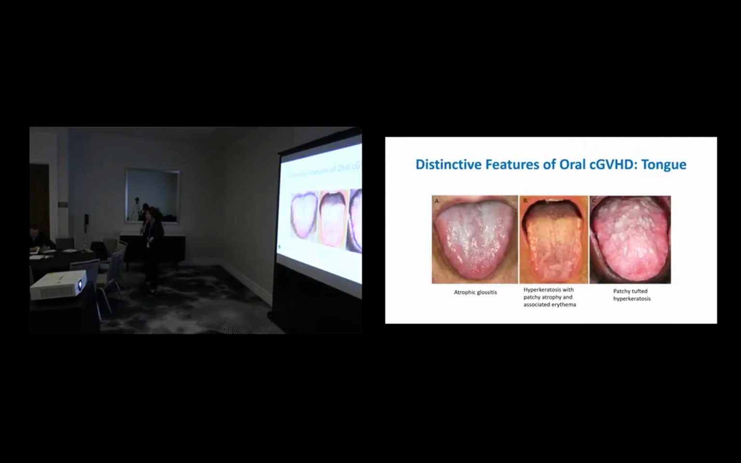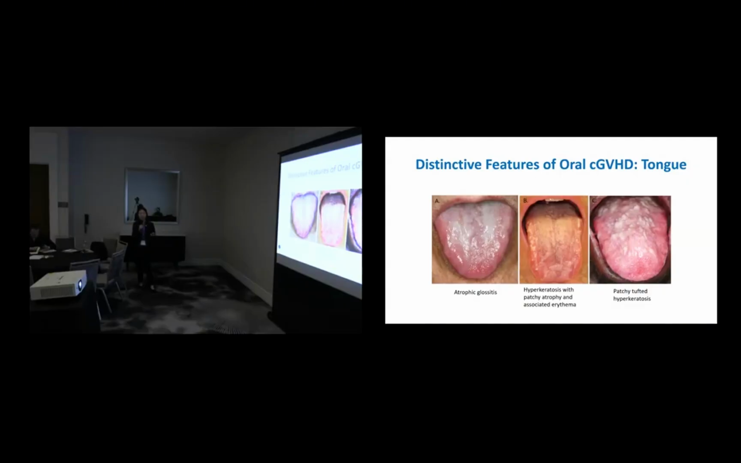Your tongue could present differently as you experience oral chronic GVHD. So you might have the atrophy of the papillae that are important for tasting in your tongue. You can see that glossy, shiny presentation, and that is called atrophic glossitis. We might have these hyperkeratotic patchy areas of your tongue, and then another, patchy tuft keratosis presentation of the tongue.